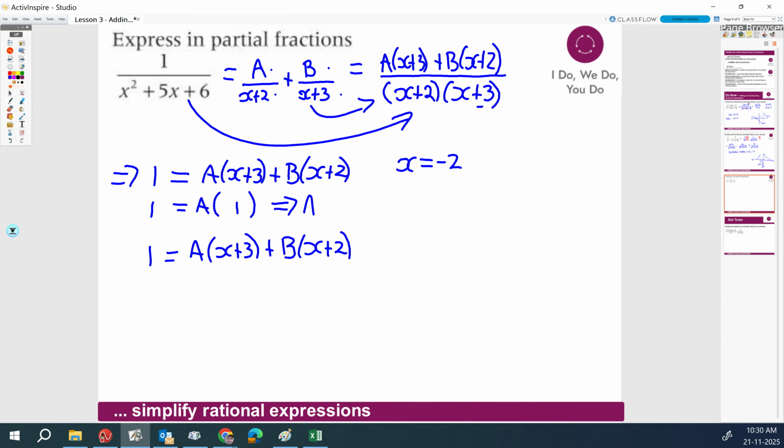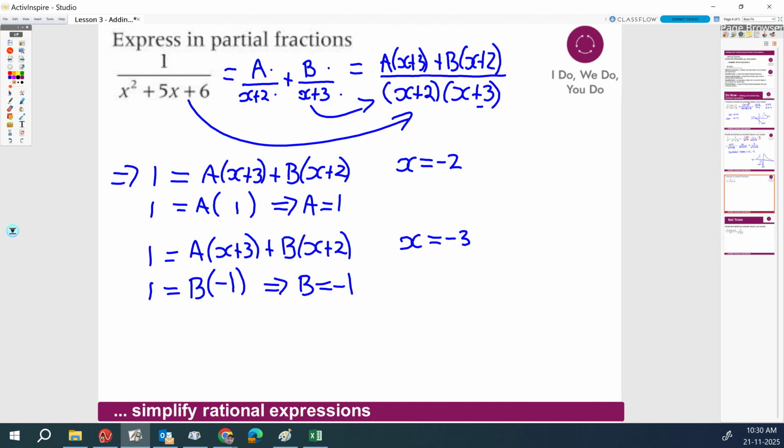What is the value of A? It should be 1. And then what should I choose to stick in the second time? Negative 3. If I stick in negative 3, I'm going to get 1 is equal to B bracket. This one will cancel. What do I get here? Negative 1. What is the value of B? Negative 1.